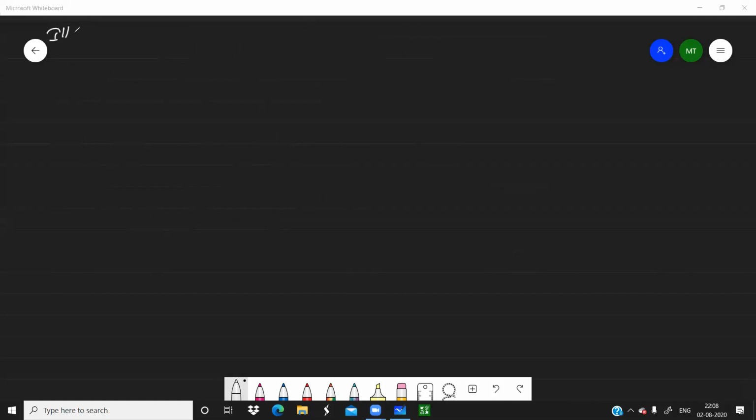Okay, illustration 7 பாருங்கமா தெரியும். So illustration 7, page number 238.